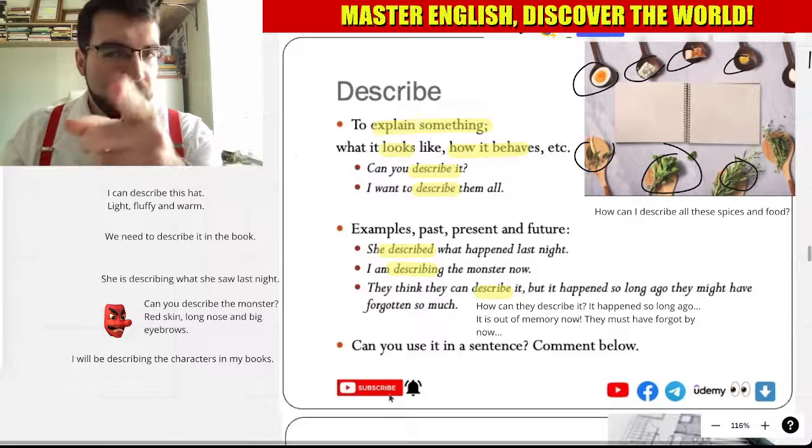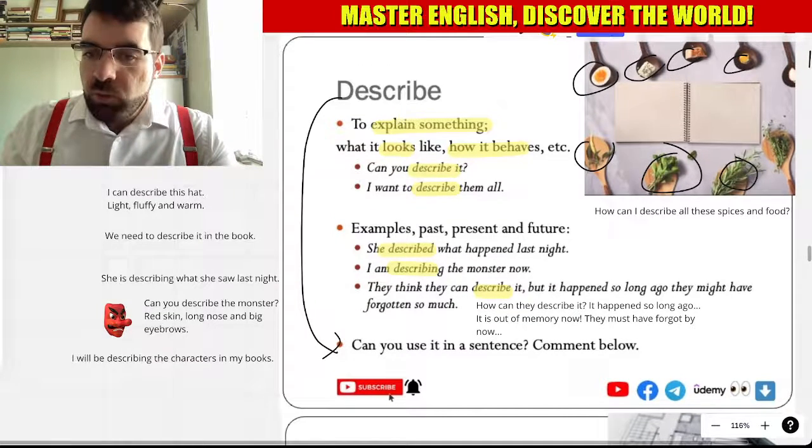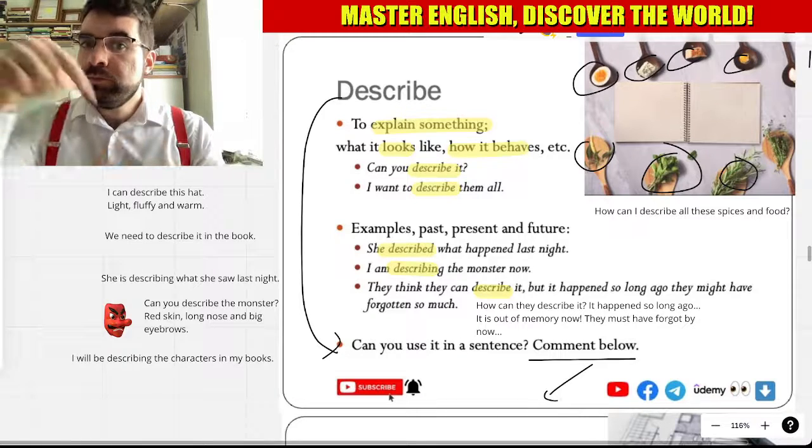So, can you use describe in a sentence? Can you write it in the comments below?